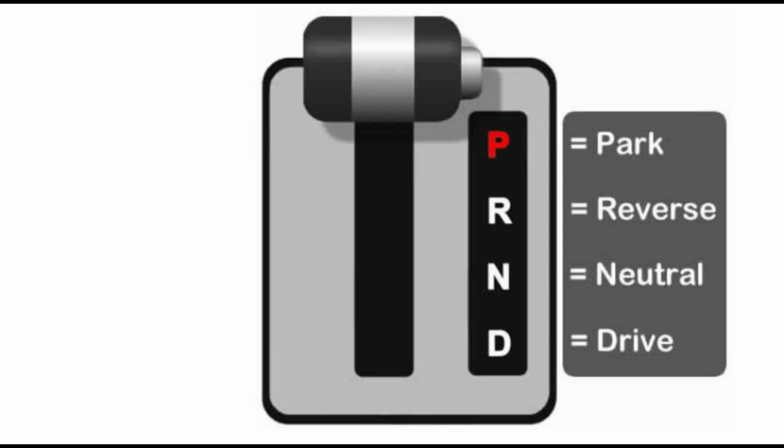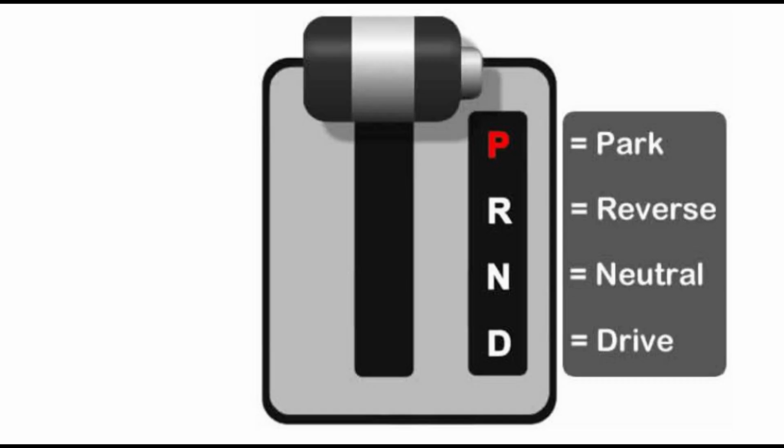Automatic transmission vehicles usually have more gears than manual ones. Older automatic cars commonly had 3 or 4 gears, while modern automatics may have 6, 8, 9, or even 10 gears. These additional gears help provide smoother acceleration and better fuel economy.